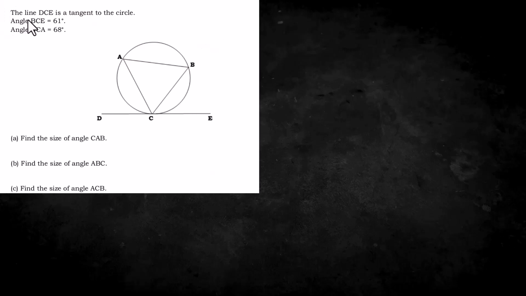Now, the line DC is a tangent to a circle. So we have DC here, it's a tangent. Now remember the alternate segment theorem: if this side is theta 1, this side too is theta 1, and if this side is alpha, this side is alpha. That is what we said. All right, now let's go ahead with the question. Angle BC is 61, so this side is 61, and angle DCA is 68, so this side too is 68.